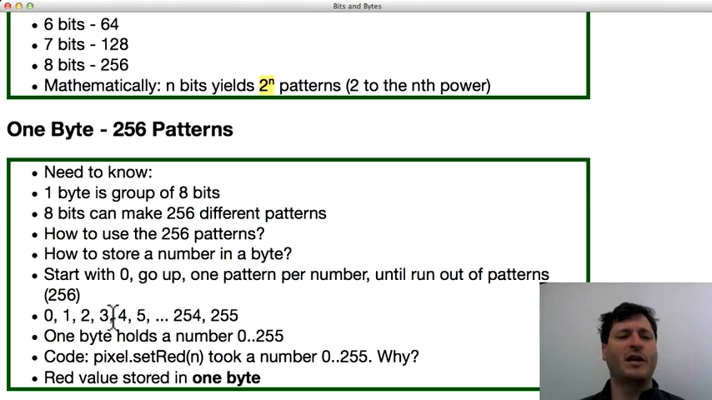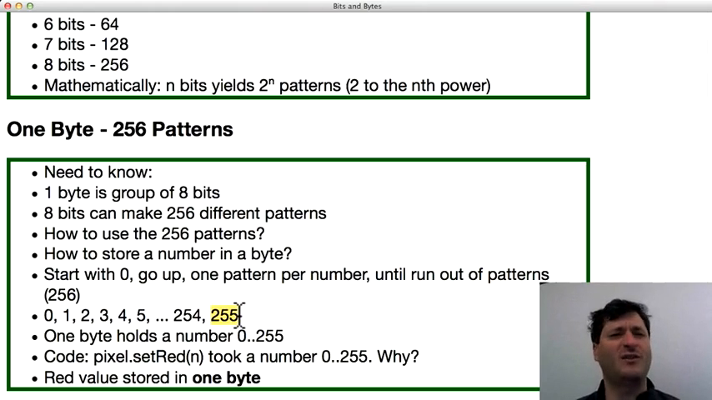So let's give some pattern to number 0. We've got 256 patterns. We'll give one of them to 0, and then we'll give another pattern to 1, and another pattern to 2, and another pattern to 3, and so on. And we'll just keep going until we run out of patterns. So we'll get up to 254, and then the last pattern, we have 1 left, we'll use for the number 255. So 255 will be the maximum representable number in 1 byte.